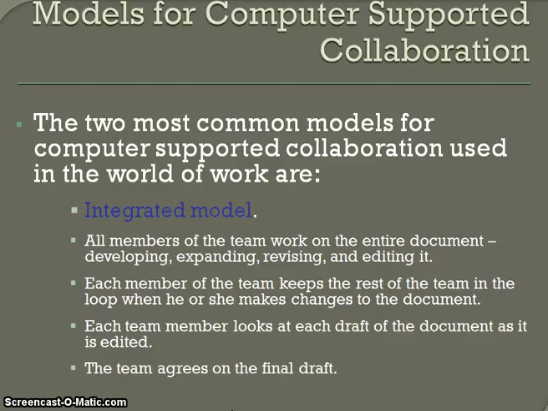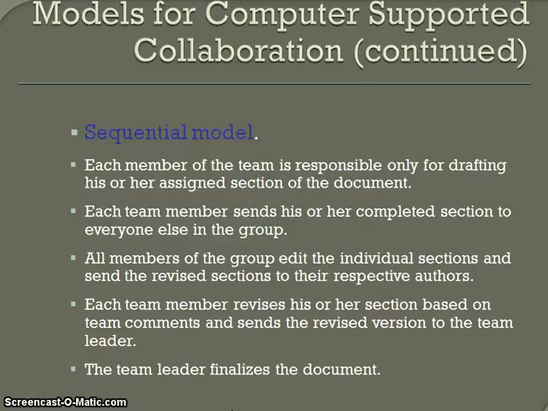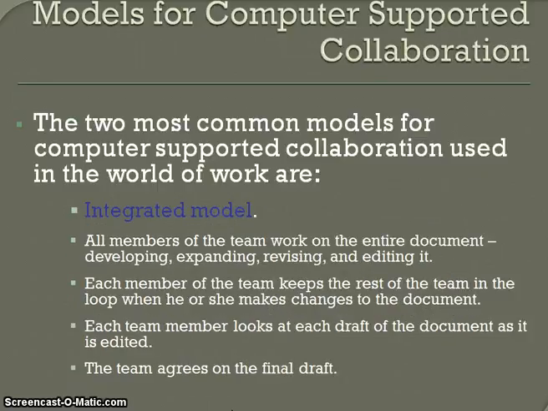Models for computer-supported collaboration. The 2 most common models for computer-supported collaboration used in the world of work are the integrated model and the sequential model. With the integrated model, all members of the team work on the entire document, developing, expanding, revising, and editing. Each member of the team keeps the rest of the team in the loop when he or she makes changes to the document. Each team member looks at each draft of the document as it is edited, and the team agrees on the final draft.